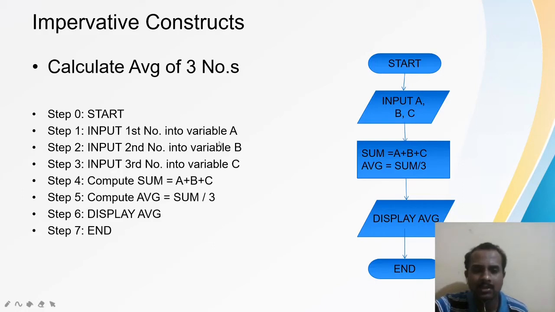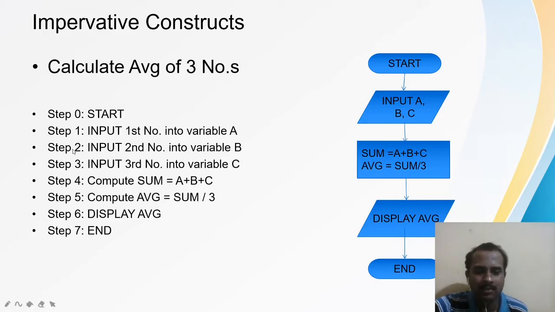Afterwards, you have to calculate the average. So what am I going to do? I'm going to calculate the sum. Step 4: sum is equal to A plus B plus C. Step 5: average is equal to sum divided by 3. Step 6 is display the average, and step 7 is end.